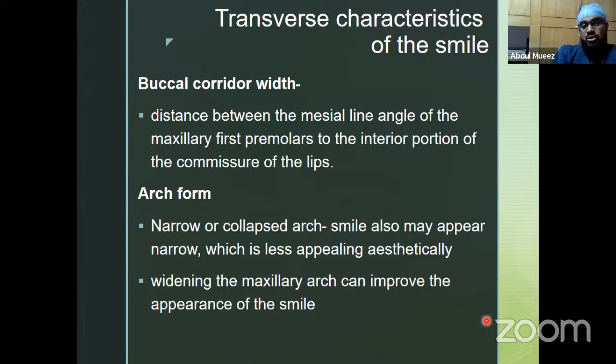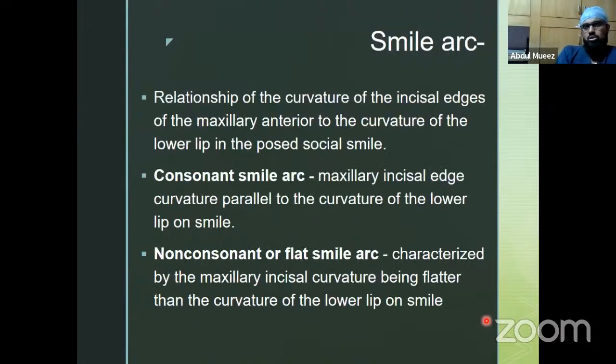Next thing you are going to see is the arch form. With a narrow or collapsed arch, the smile may also appear narrow, which is less appealing aesthetically. If there is a collapsed arch, it will not look very pleasant. If it is a wide maxillary arch, like they say, you have got a full bloom smile, that is, all your molars are visible. A widened maxillary arch will have even the molars sometimes visible. To be precise, the second premolar also will be visible in a wider smile. In a narrow arch smile, just a few teeth will be visible, probably canine to canine. That is called a social smile.